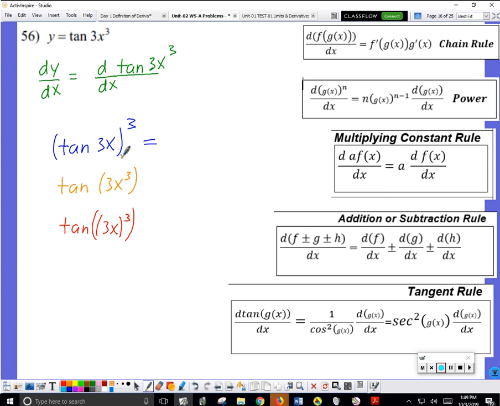Would it be 3 tan 3x cubed? No, but 2 points for trying. 5 tallies. You can try again, I don't mind. So what's this going to be, Jay? Points, but no. Lizzie? There you go. That's right. Okay. Anyone else besides Lizzie have their hand raised and would have said that? 5 points.